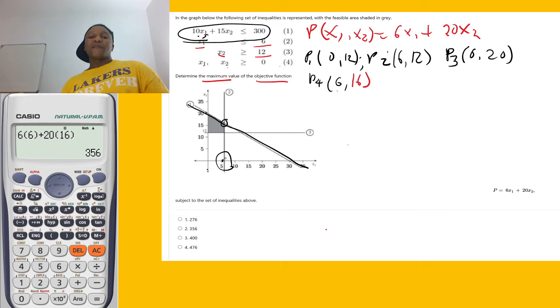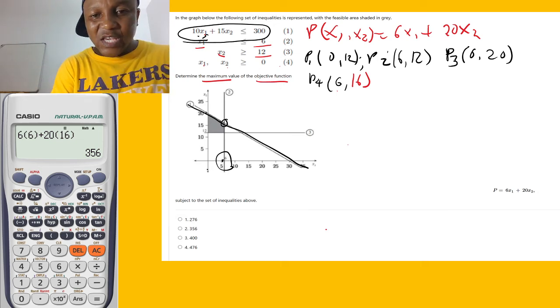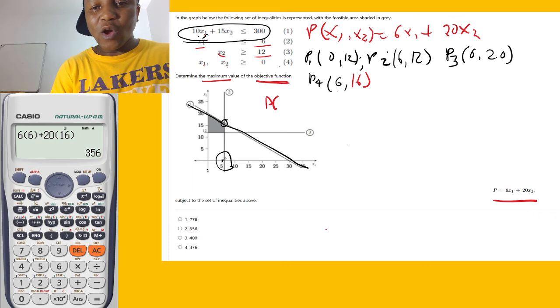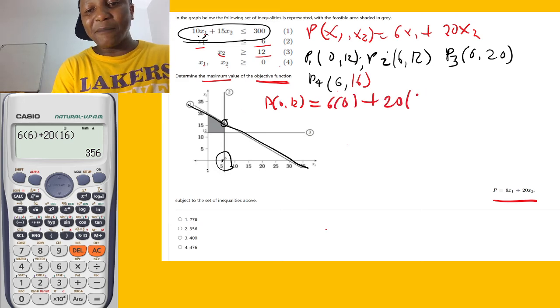Okay, now let's evaluate the feasible points using the objective function. What is the objective function? It is this one right here. We're going to say P, and we have to substitute all the coordinates. Point 1 is 0 and 12, so this is going to be 6 times 0 plus 20 times 12, which gives us 240.